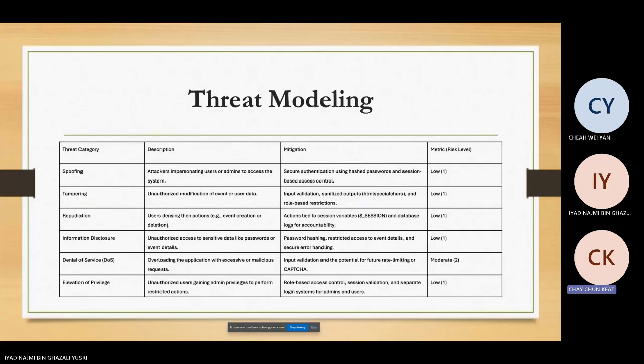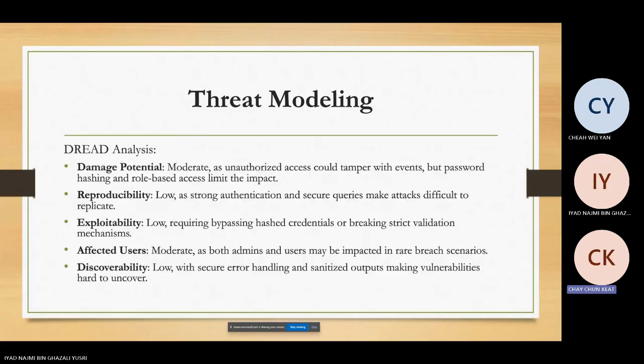And elevation of privilege is prevented using strict role-based access controls. These combined measures ensure robust protection against potential threats. So that's low for repudiation, low for information disclosure, moderate for denial of service, and low for elevation of privilege. Next I'll talk about the threat analysis.